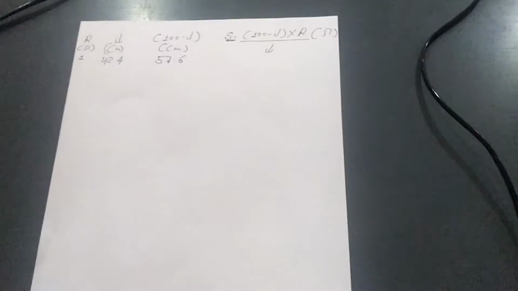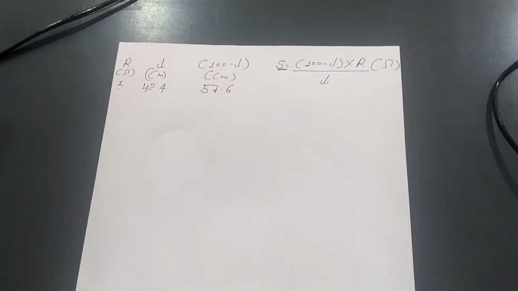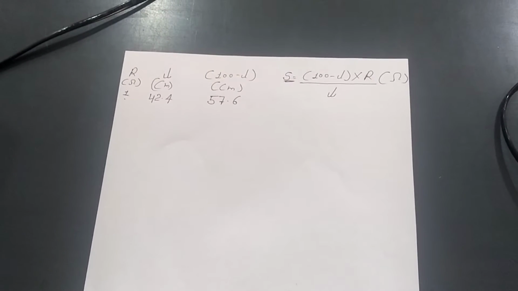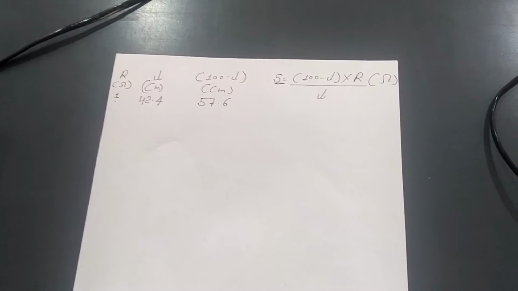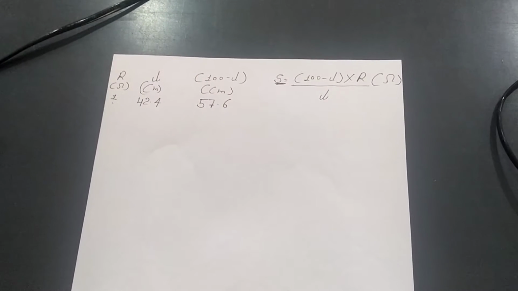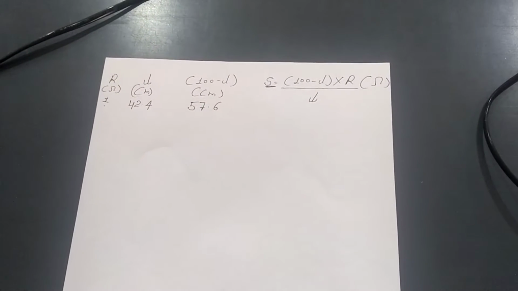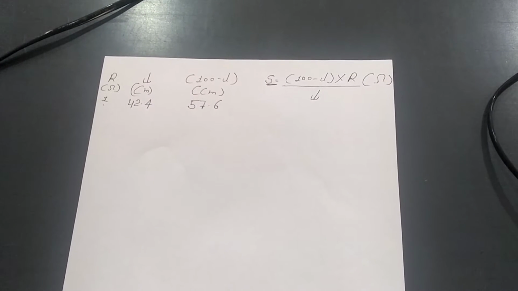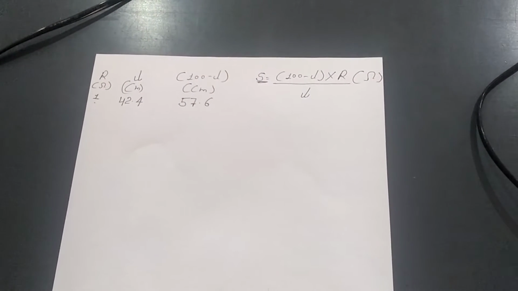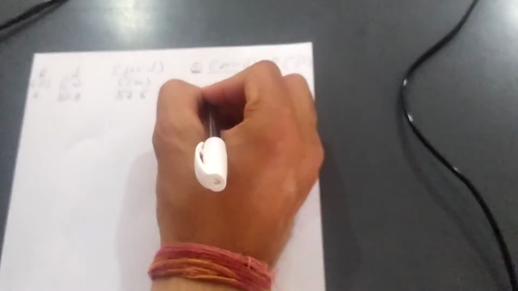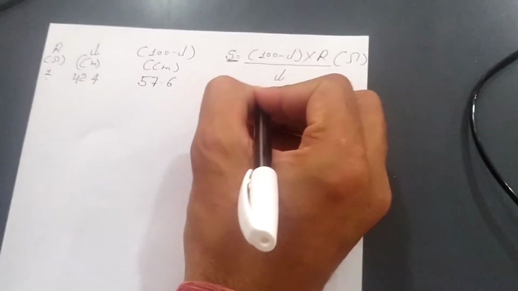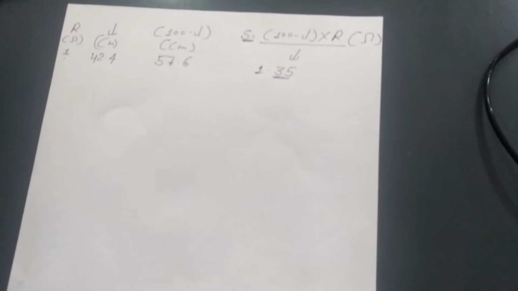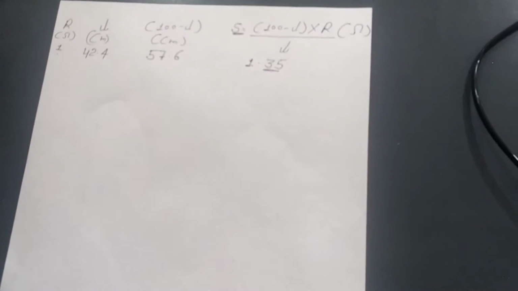So this I am using here. If I calculate it, 100 minus L, that is 57.6, and then into R, that is 1, which is 57.6 divided by 42.4, which turns out to be 1.35. I am taking it up to 2 decimal places, right? So this is one reading.